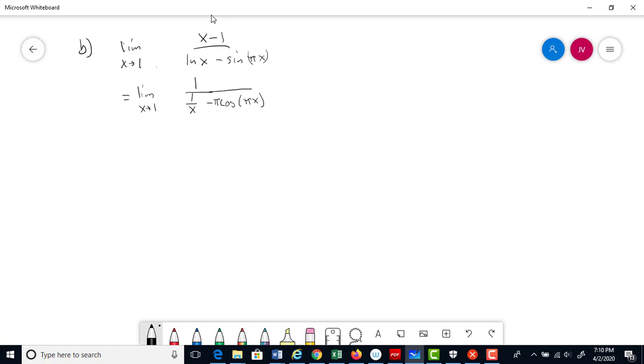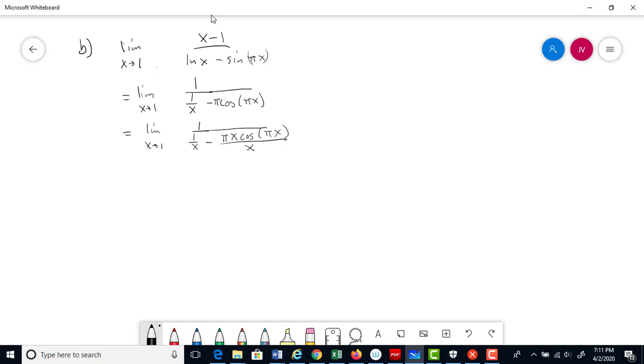Now what I'm going to do is quickly check this to see what we have here. If you plug in, the top is 1 and the bottom is, well, let's see. This is going to be equal to, let's clean this up. I'm going to go x over x. So this is going to be the limit as x approaches 1 of 1 over x minus pi x cosine of pi x all over x.